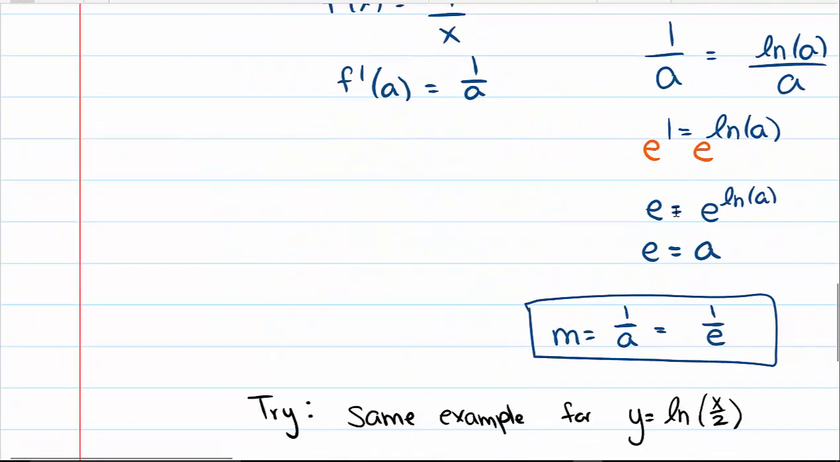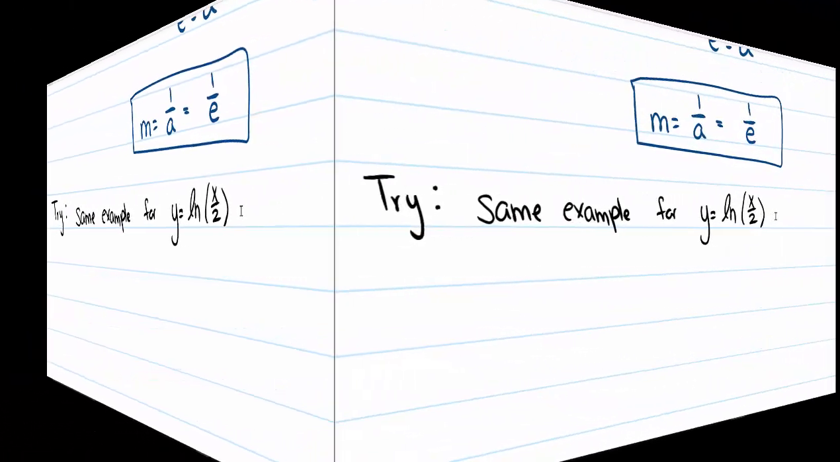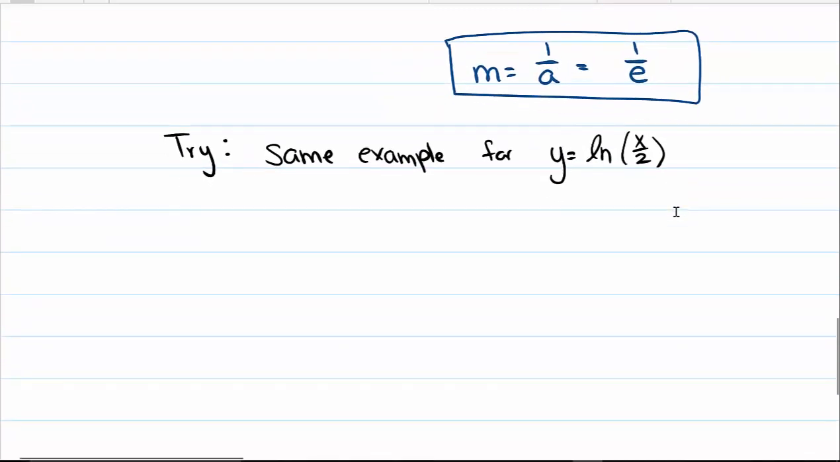Alright, so now what I want you to do is I want you to try one. It's going to be the same example, but instead of ln of x, it's ln of x divided by 2. So go ahead right now, give that a try. Okay, good. You tried it, you got an answer. So let me just do it to make sure that we all get the same thing.